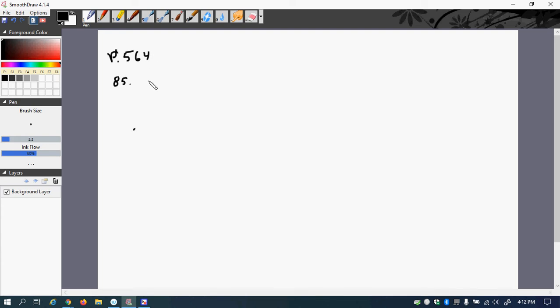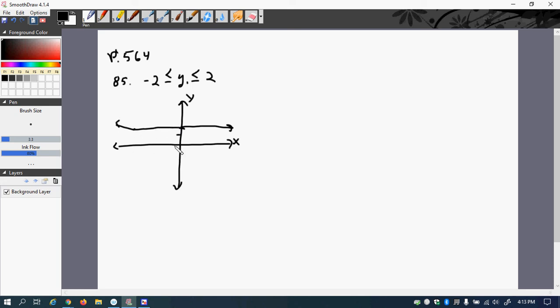So the problem is -2 is less than or equal to y1, which is less than 2. And then they give you this graph. So I'm going to graph it as best I can here. This is x and this is y. One of the lines is at y equal to 2, so it's a line going like that, and a line going like that. And then there's another one at -2.